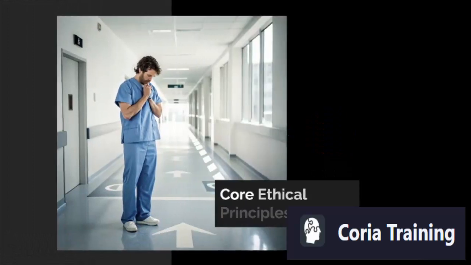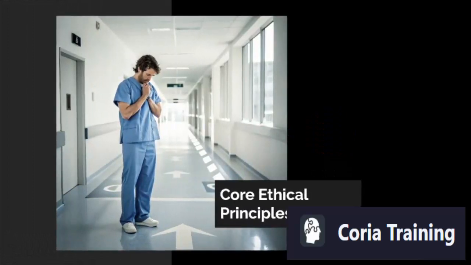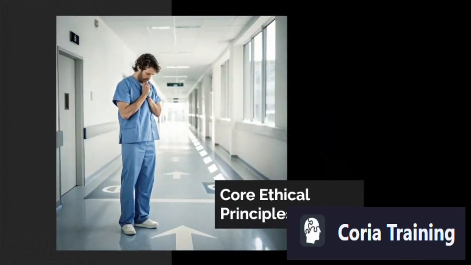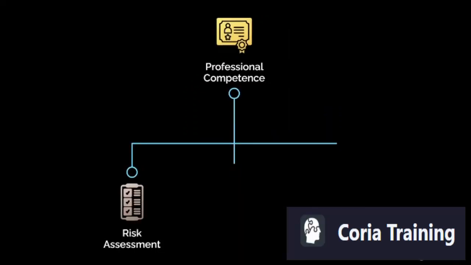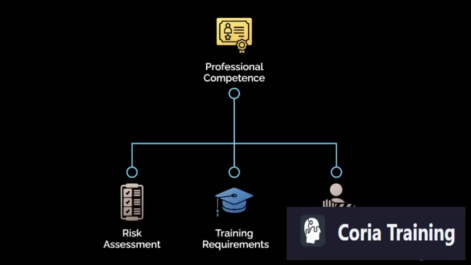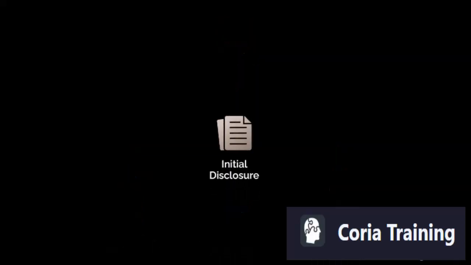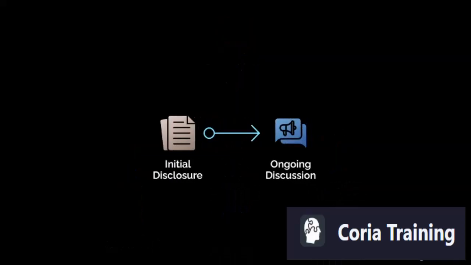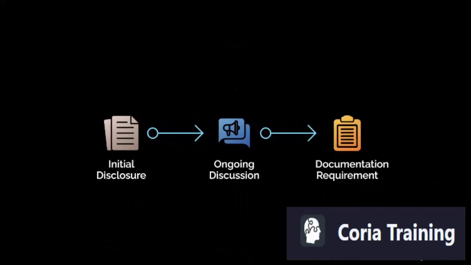Let's examine the core ethical principles that guide therapeutic decision-making in crisis situations. Professional competence requires accurate risk assessment skills, ongoing crisis training, and recognizing practice limitations. Informed consent follows 3 steps: initial disclosure, ongoing discussions, and thorough documentation.